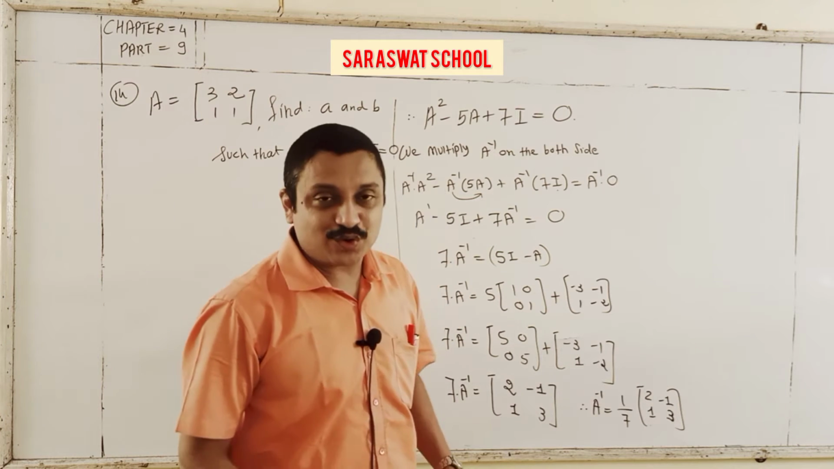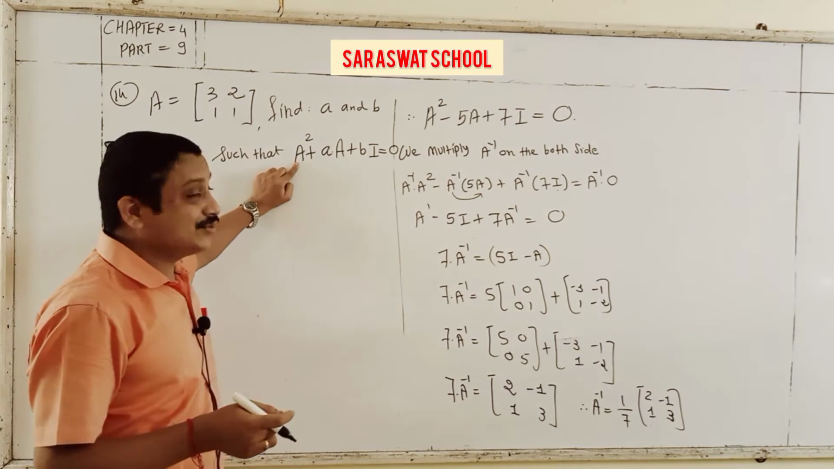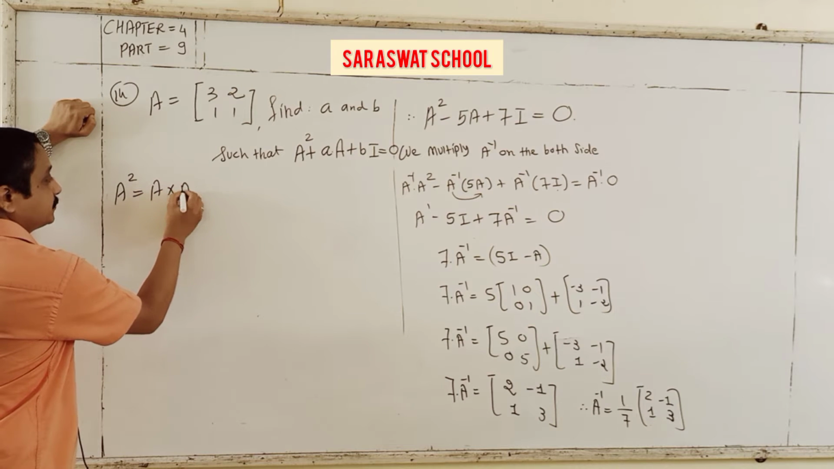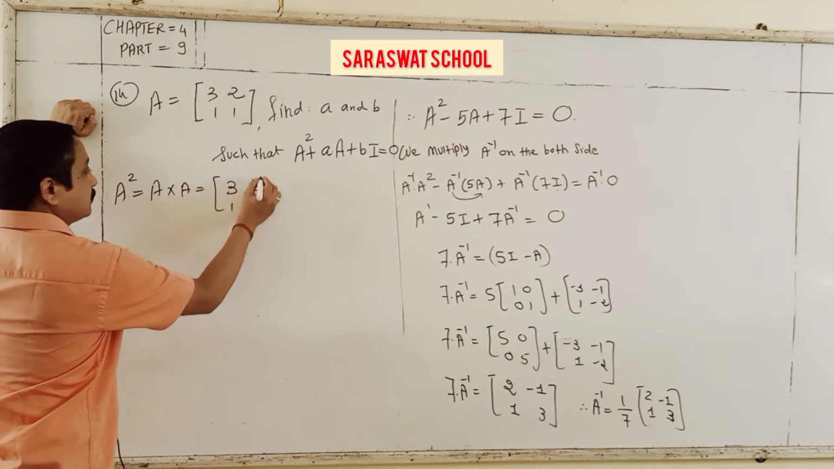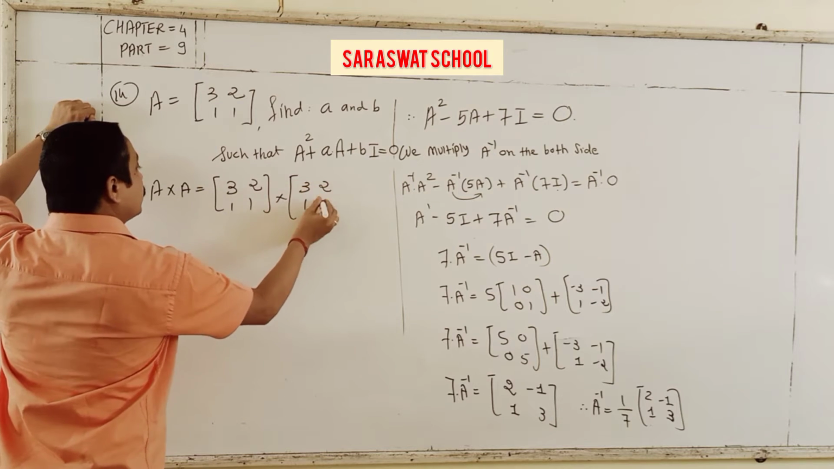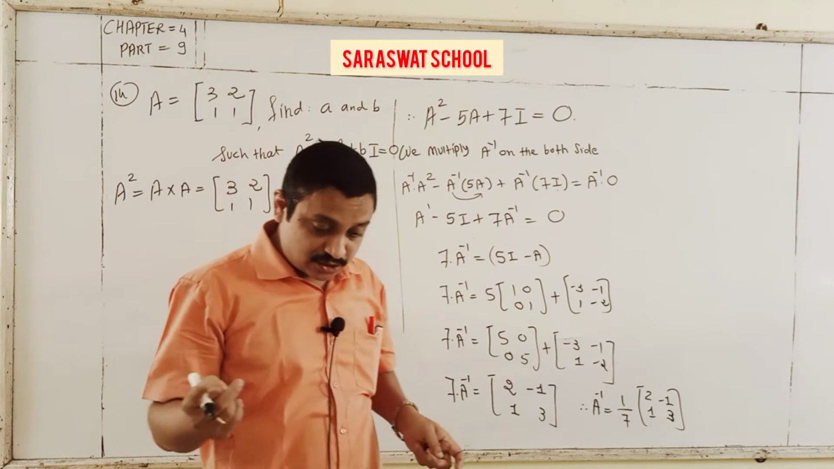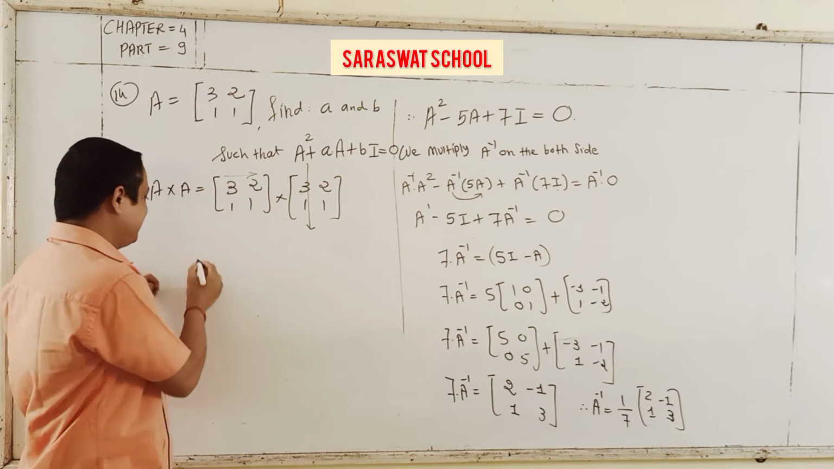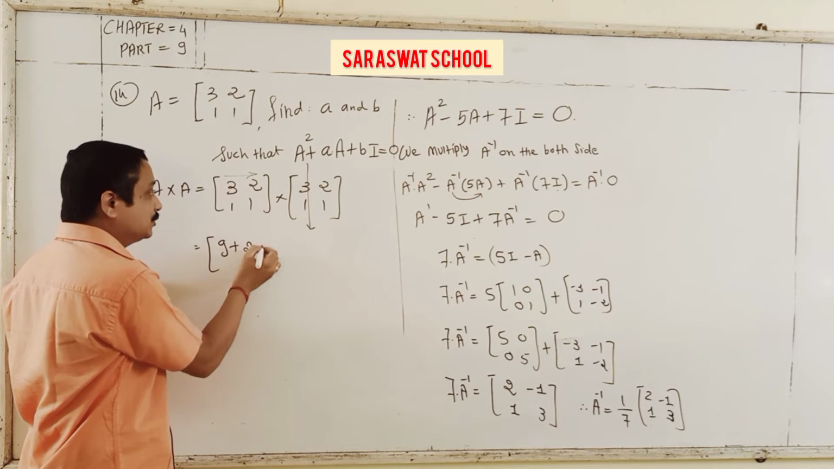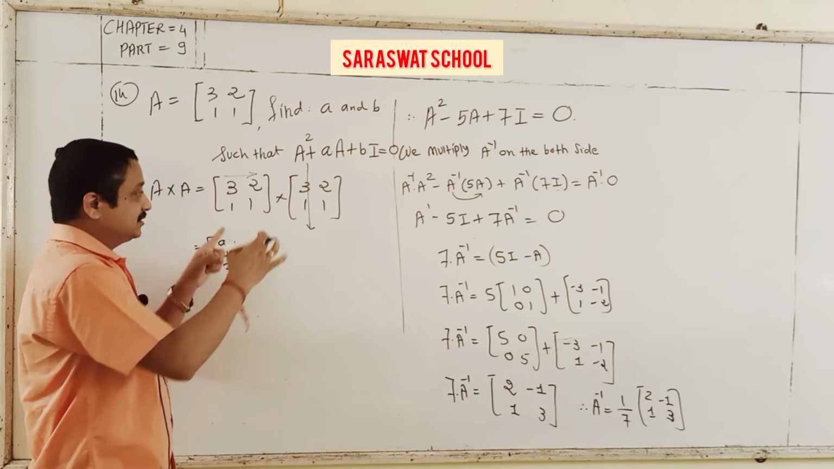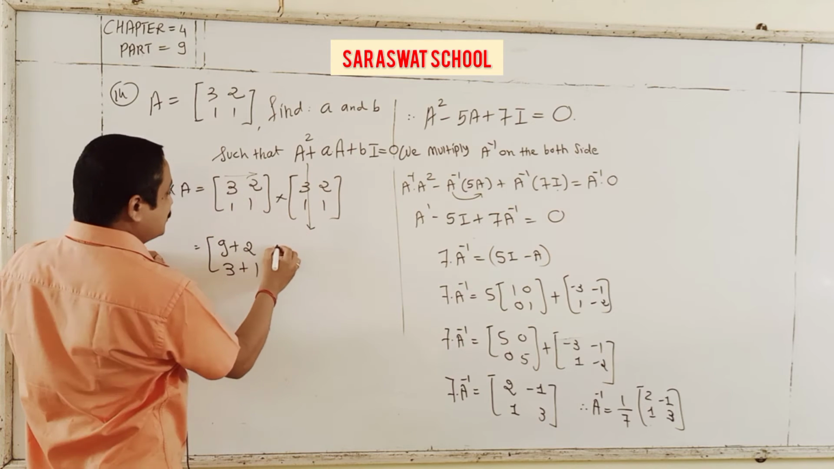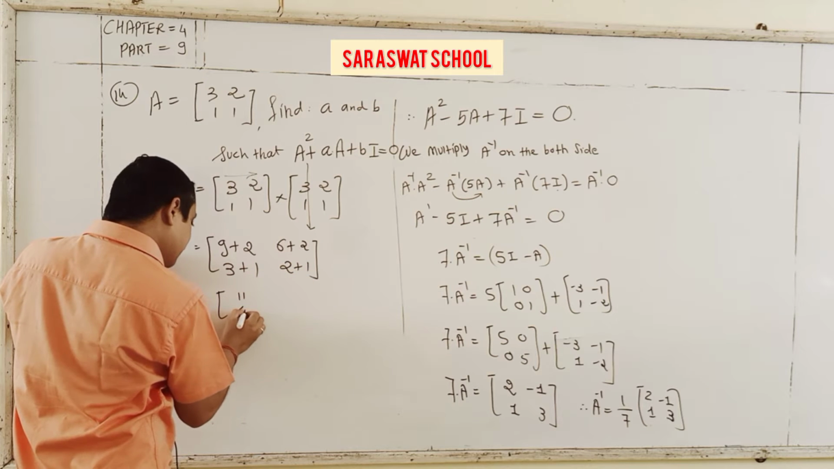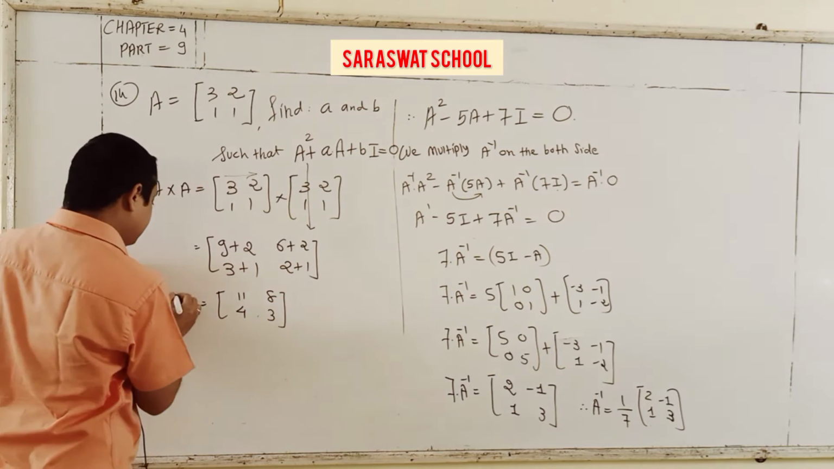Very easy, students, just define a and b, but I go to first A squared calculation. So A squared is A into A, [3 2; 1 1] and the same [3 2; 1 1]. Now students, row to column, just multiply. 3 times 3 is 9, 2 times 1 is 2, 3 times 1 is 3, 1 times 1 is 1, 3 times 1 is 3, and 1 times 1 is 1. Last, 3 times 2 is 6 plus 2 times 1 is 2, and 2 plus 1. It is [11 8; 4 3]. That's the A squared.